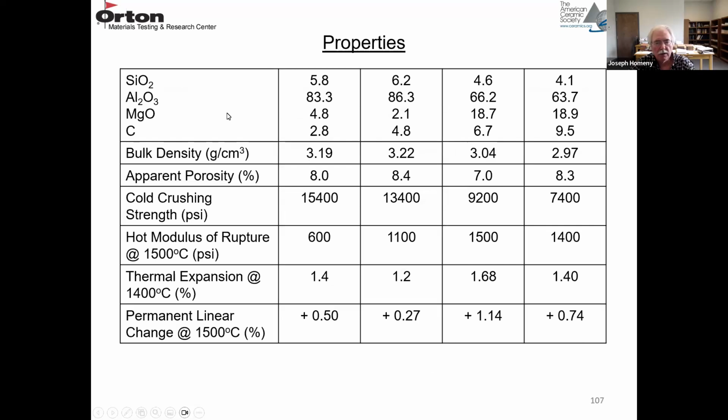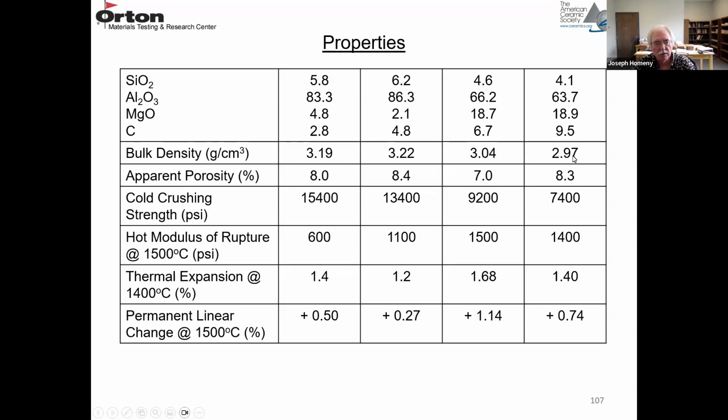So these are some possible compositions. You can see the alumina contents on these first two are in the 80% range, and then in these other two are in the 60% range. So then you have a small amount of MgO for these first two high alumina contents, but you'll have more MgO when the content drops down to around 65%. These carbon contents aren't the highest. They range from 2 to maybe 10%. And then there are some silica additions to enhance the thermal shock resistance.